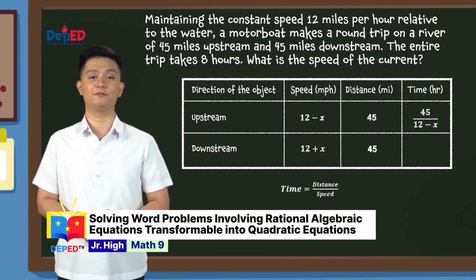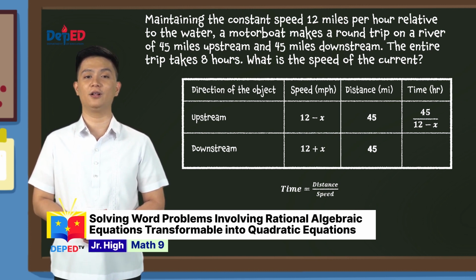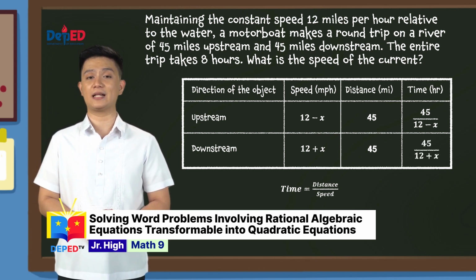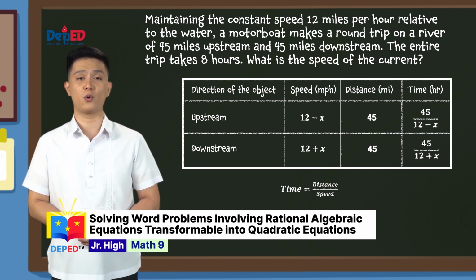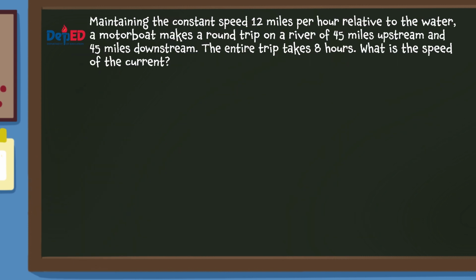45 over 12 minus x represents the amount of time in hours it takes the motorboat to travel upstream, while 45 over 12 plus x represents the amount of time in hours it takes the motorboat to travel downstream. Now, we set up an equation. Since the round trip takes 8 hours, it means 45 over 12 minus x plus 45 over 12 plus x equals 8, where the excluded values of x are 12 and negative 12.